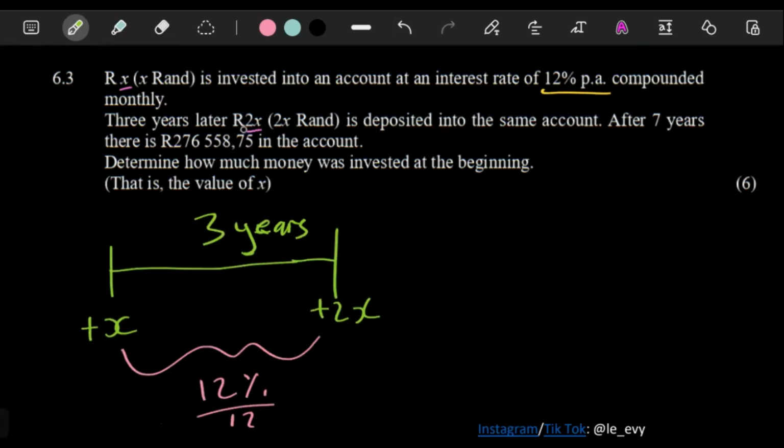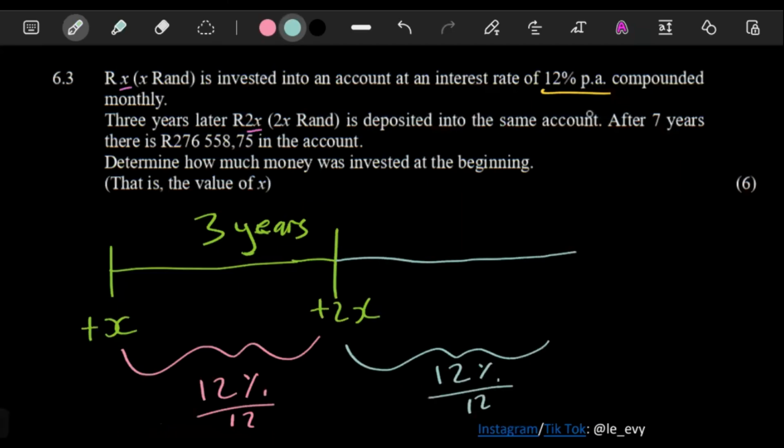So then here they say 3 years later, 2x rands is deposited into the same account. And then you see here, they didn't say anything about the interest rate changing. So the interest rate is still the same, 12% per annum compounded monthly. Now they said after 7 years, there is this much in the account. So we know that here 7 years have passed. And in these 7 years, there is this much in the account. So here in the account, you have 276,558.75. Then they said determine how much money was invested at the beginning.